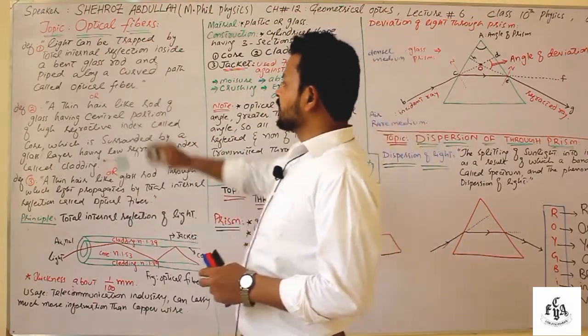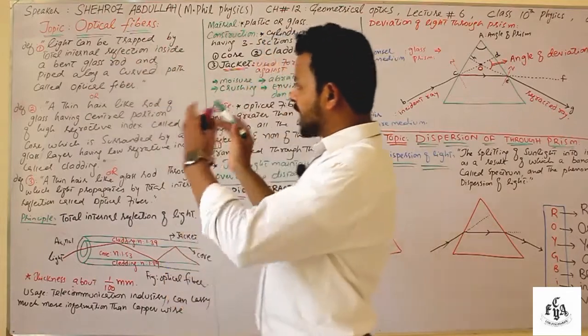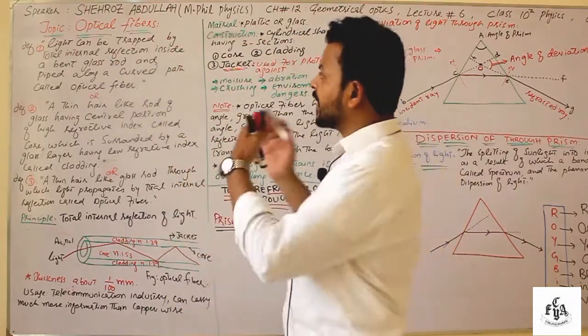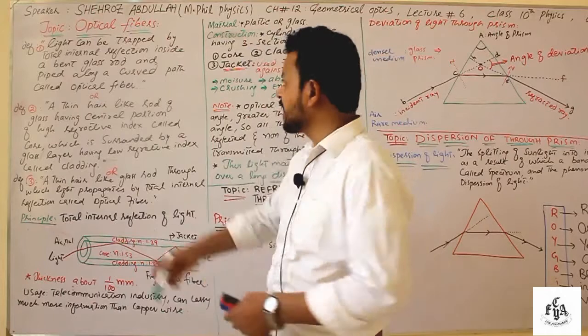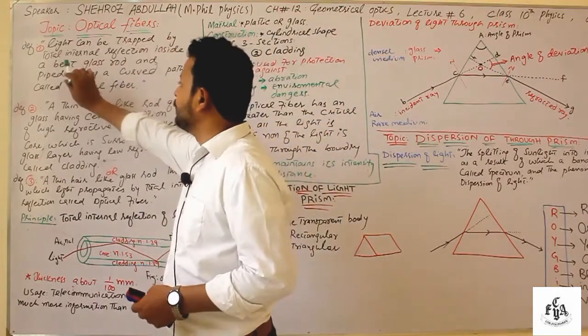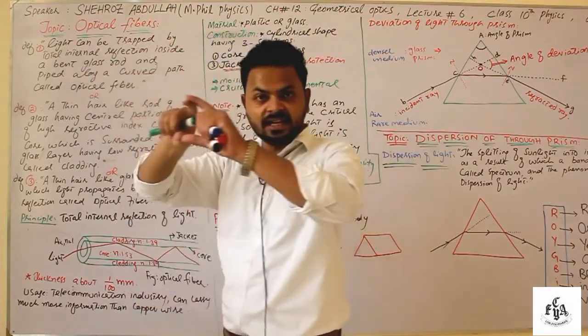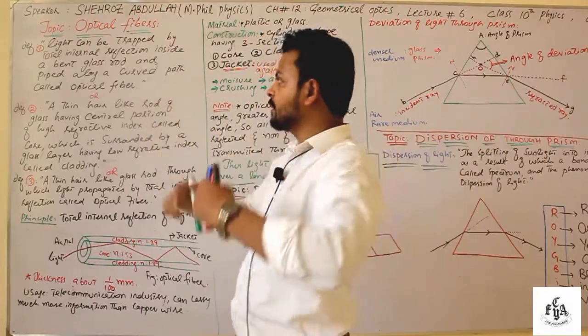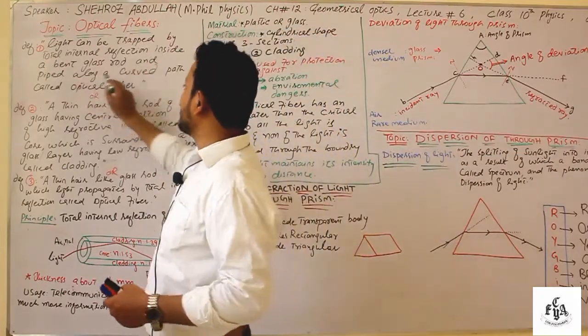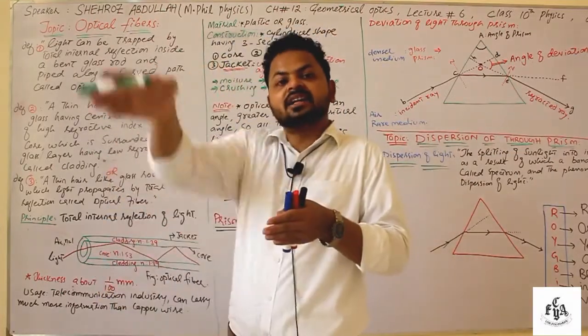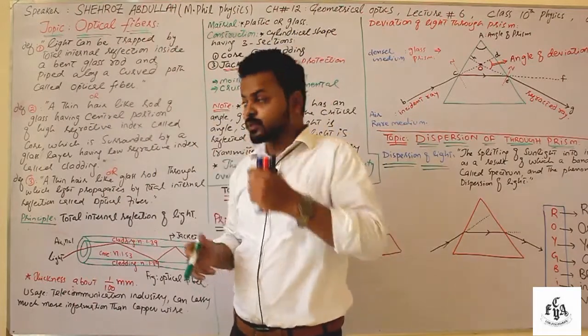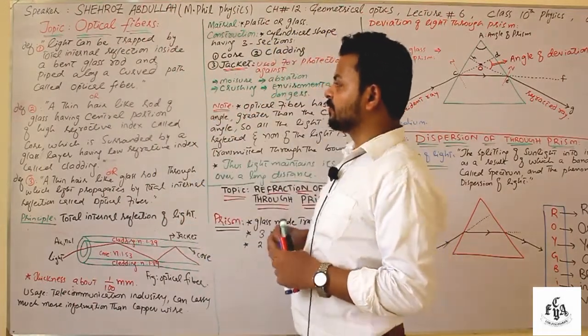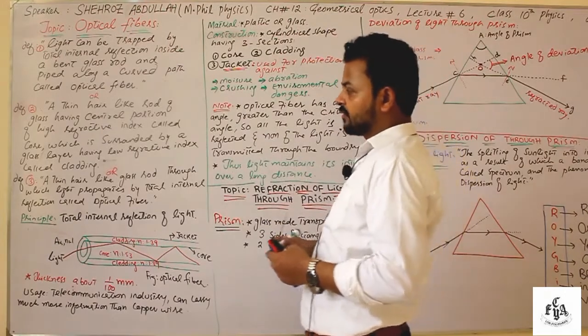So we can say that light can be trapped by which principle? Total internal reflection inside a bent glass rod. We have a glass rod and we can trap the light inside it and pipe it along a curved path, so the light can move along a curved path as well. This is what we call optical fiber.